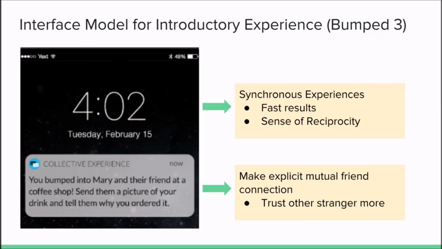We also make sure in the notification to explicitly show the mutual friend connection, and this is so that you can trust the stranger more. By surfacing this link, you know that this person is not just a random stranger. This person is associated with somebody that you currently trust, and you're more open to having interactions with this person.